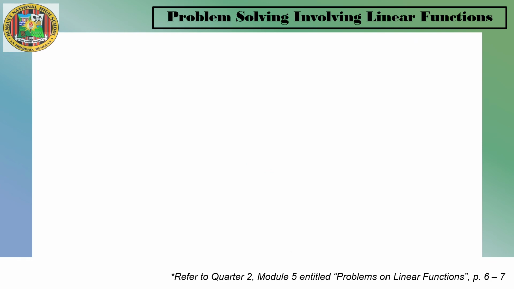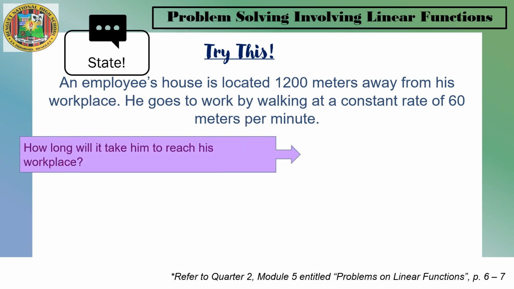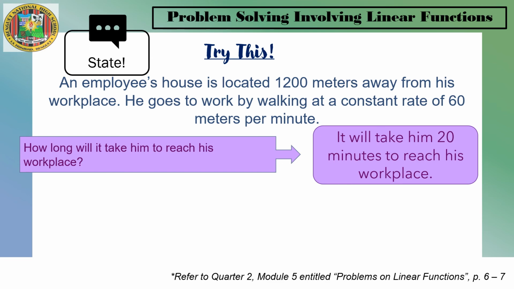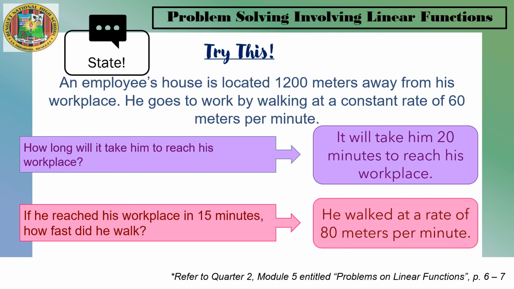Now that we have finished solving, we now answer the questions in the given problem. Given the situation, we know from our solutions that it will take the employee 20 minutes to reach his workplace from a distance of 1,200 meters and a constant speed of 60 meters per minute. If he had reached his workplace in 15 minutes from the same distance, he would have walked at a rate of 80 meters per minute.